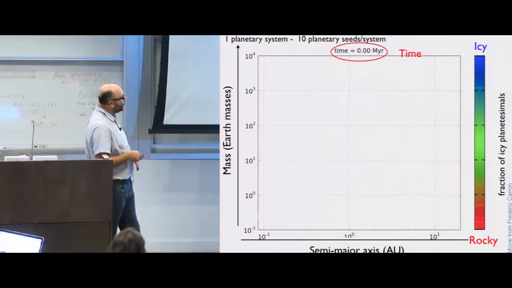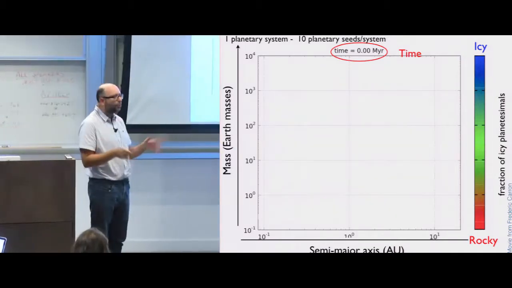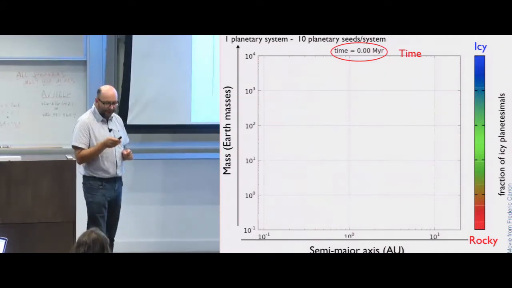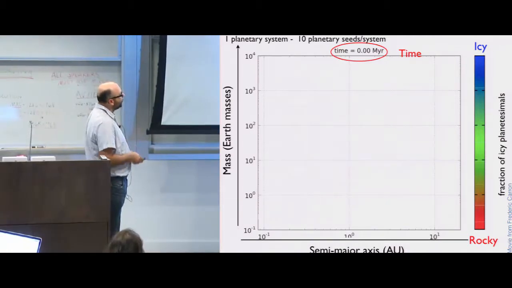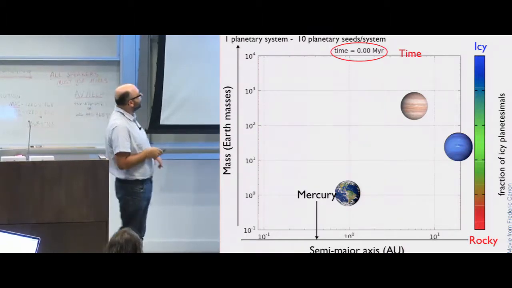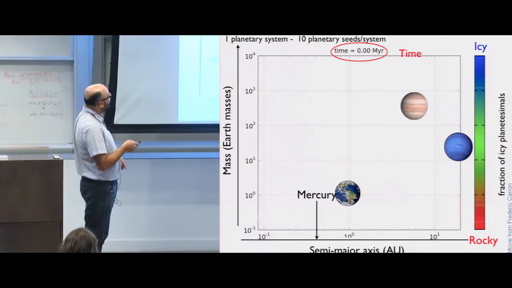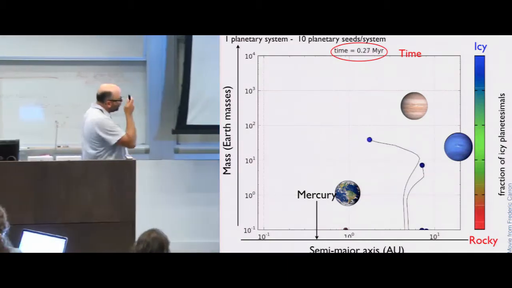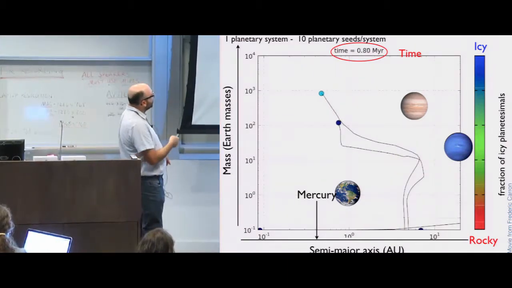So we start at the beginning with one disk. We have chosen here some mass of a disk, some lifetime of a disk. Then we put 10 planetary embryos in the disk, and we follow the evolution. Just to compare with the solar system, here you have the Earth, Neptune and Jupiter. Now if you run the simulation, you see the formation of this system.